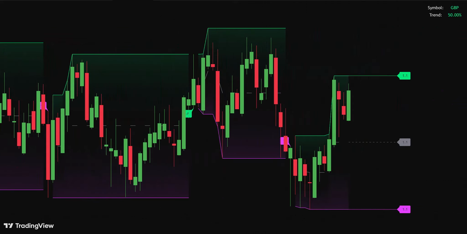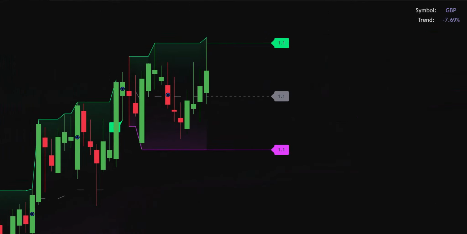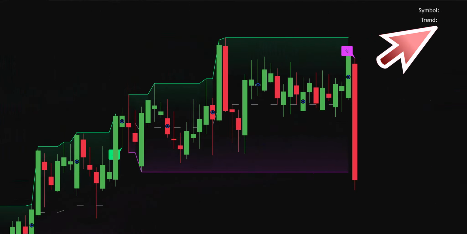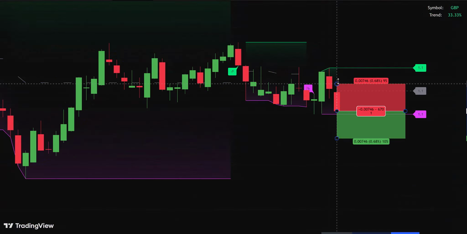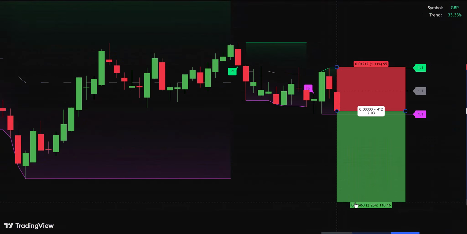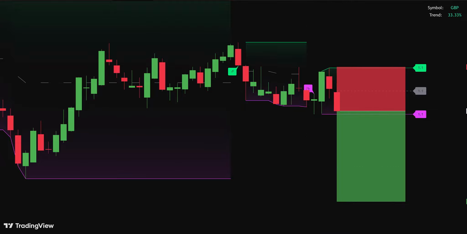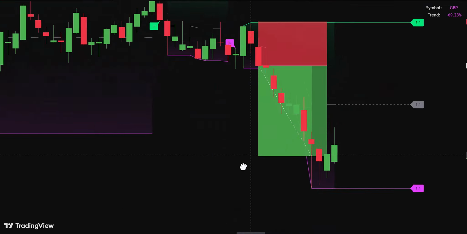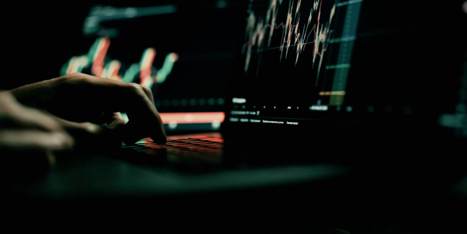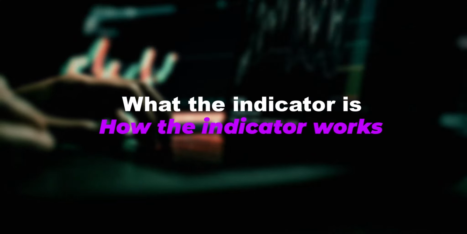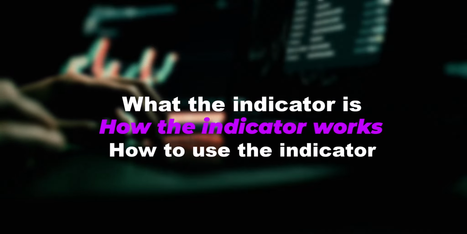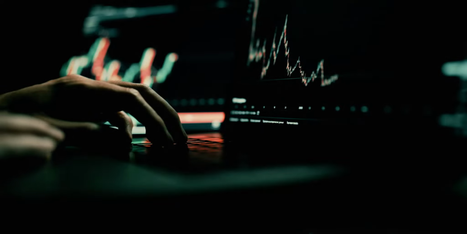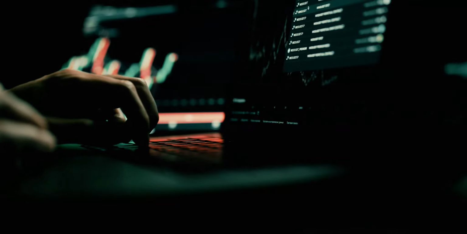The trend levels work by comparing the market's trend to a specific value, allowing traders to make informed decisions about their trades. This tool not only helps traders identify when the market is bullish or bearish, but also helps them stay out of bad trades. In this video, I'm going to break it all down: what this indicator is, how the trend levels indicator works, and how you can use them to filter out bad trades and trade with more confidence. Trust me, you will want to stick around till the end for this one.